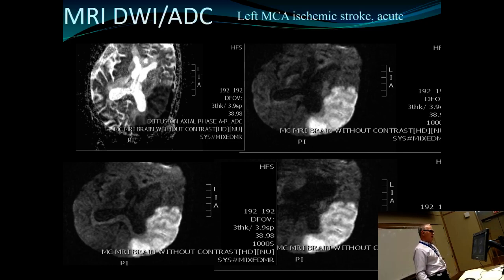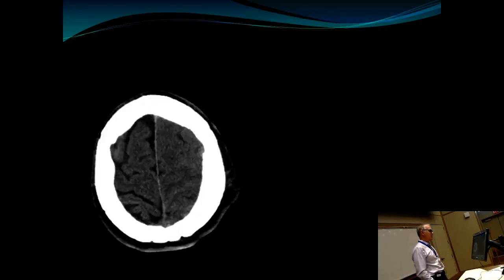Okay, now, I told you that CT is not very sensitive for acute stroke, but there are some things that we look for on the CT in acute ischemia. And I'm sorry, I keep asking you to do that. I should think of it ahead of time. Would you mind one more time just bringing the lights down? Thank you, because this is a little hard to see.